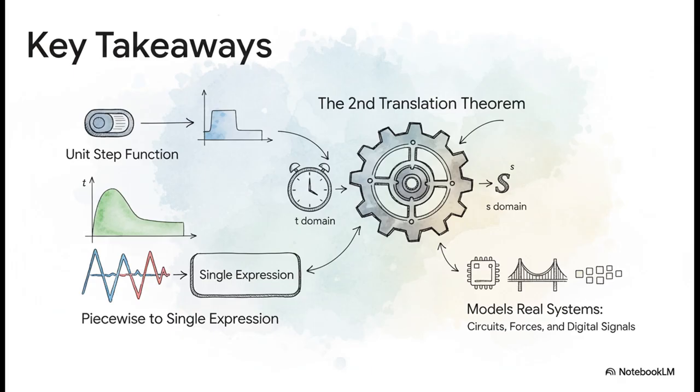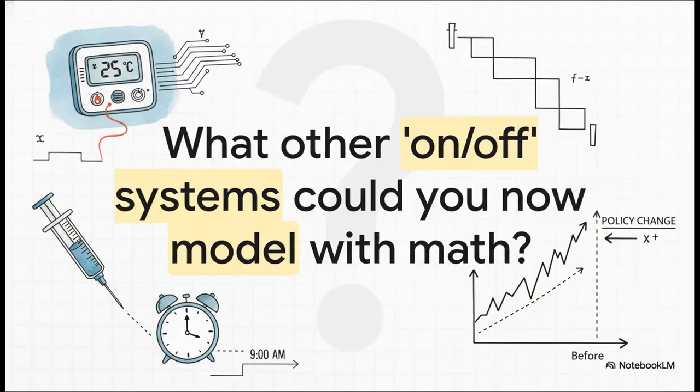And the result of that is huge. We can now accurately model and solve problems that involve real-world systems with sudden changes, from the voltage in a circuit to the sudden impact of a force on a bridge. And that leaves us with a final thought. Now that you've got this tool in your arsenal, just think about your own field, or even just the world around you. Maybe it's a thermostat kicking on, a drug being administered at a very specific time, or a financial model where a policy suddenly changes. What on-off systems could you now describe and analyze with the power of calculus?